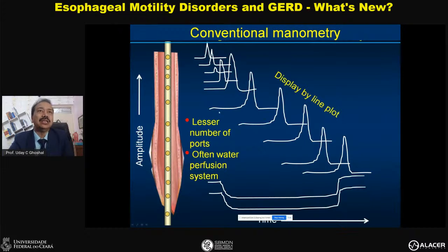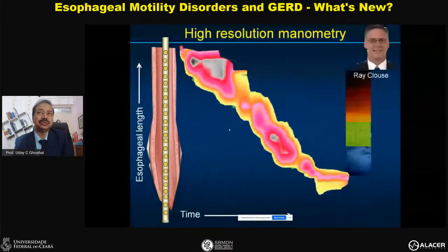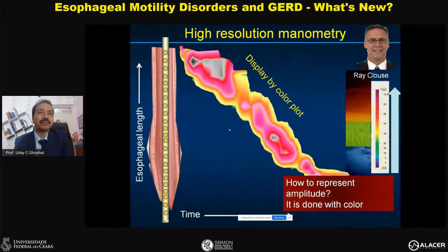Also, you have to understand that most conventional manometry systems had a lesser number of ports. For example, about 25 or 30 years ago, when I was doing manometry in our laboratory, typically it used to be a 6 or 8 port conventional manometry system, where 2 ports used to be in the sphincter, 1 port used to be in the stomach, and the remaining 4 or 5 ports used to be in the esophageal body. So therefore, it had a limitation.